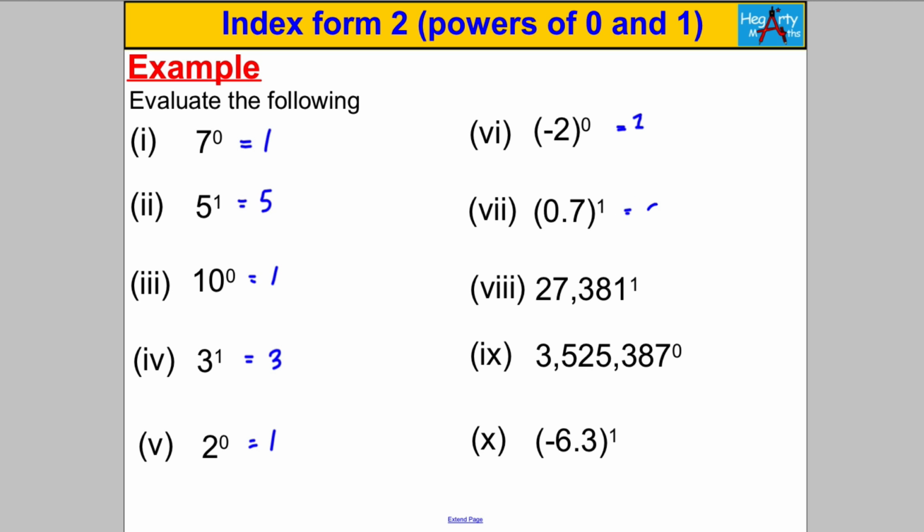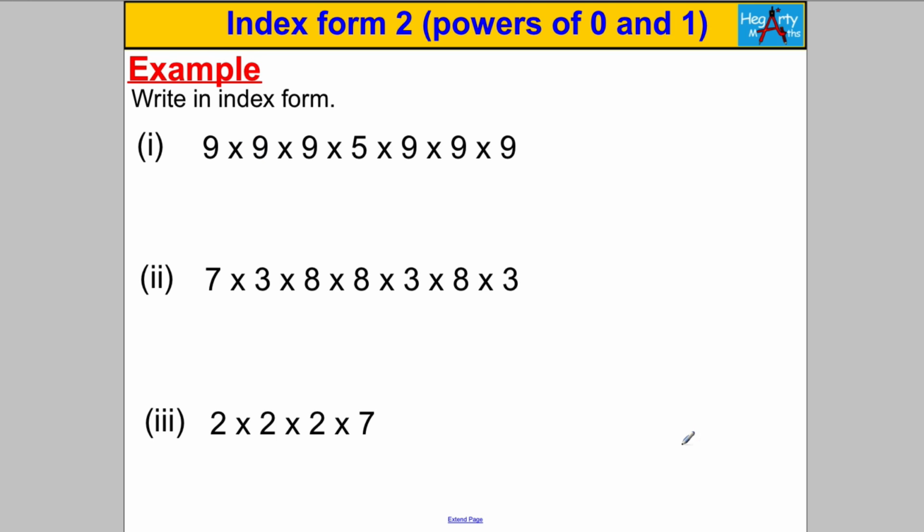0.7 to the 1 just gives you back 0.7. 23,381 to the 1 is 23,381. 3,525,387 to the 0, that's just 1. And negative 6.3 to the 1 is negative 6.3. Okay, nice and easy start.